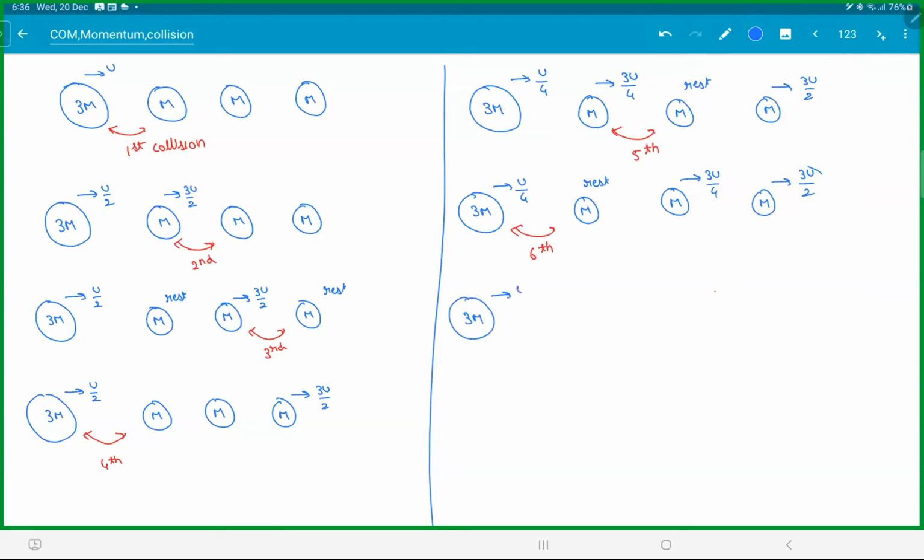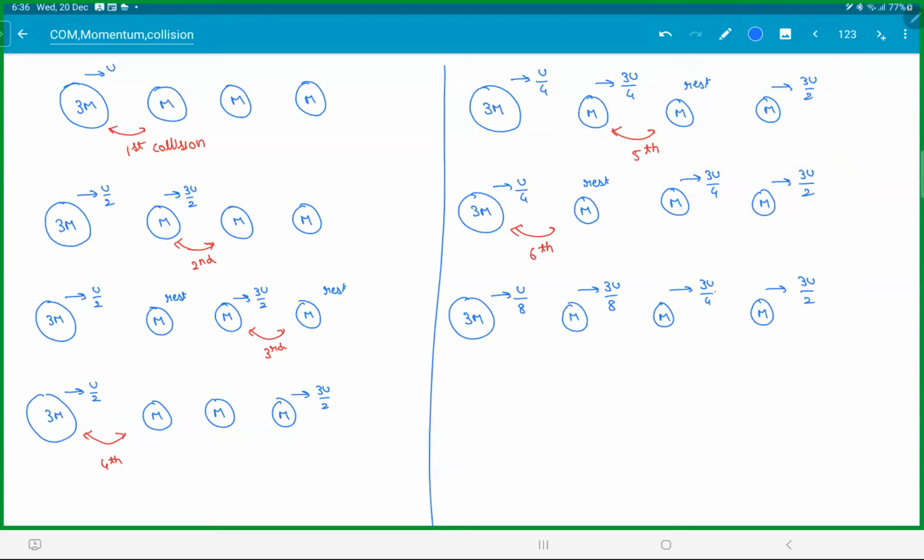Again, the speed becomes half, so u by 8. This guy becomes 3u by 8, this guy becomes 3u by 4, this guy becomes 3u by 2. And you're done. They'll not collide after this. Check it out. In total, it will be 6 collisions like this.